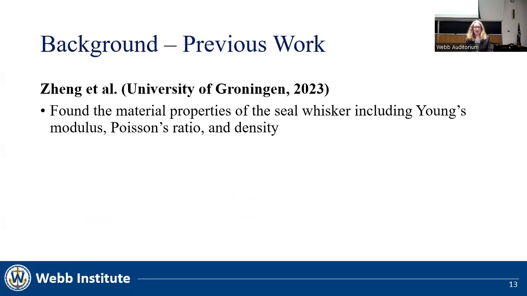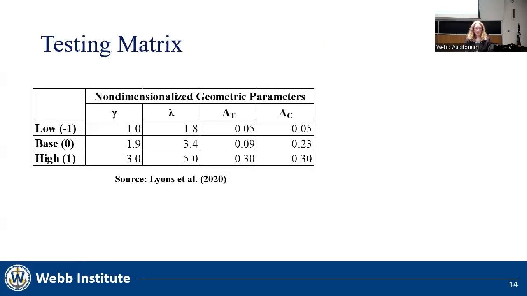Most recently, Zheng et al. in 2023 found the material properties of the seal whisker, including Young's modulus, Poisson's ratio, and the density. These material properties will be discussed later. Using the 4 non-dimensional parameters, a test matrix was developed.